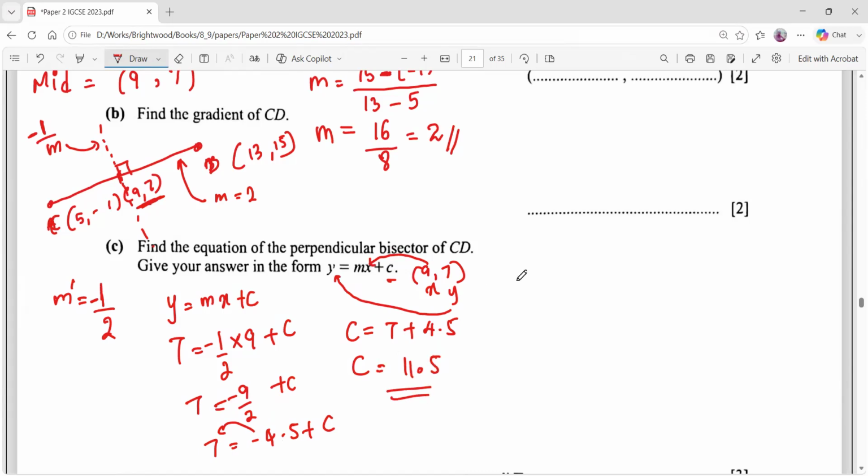Now you can write the equation. What is the equation here? y = mx + c. What is m? You have to substitute m and c here. m is negative 1 over 2, x plus c is 11.5. Otherwise, 21 over, 23 over 2.